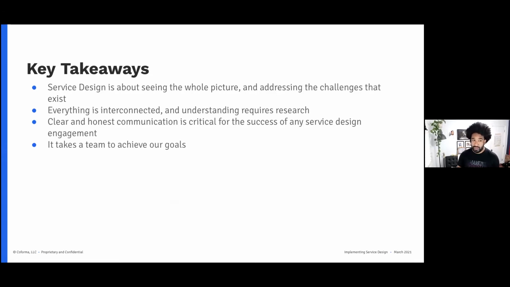In order to do that, you need to have clear and honest communication, because it is the breakdown of communication that often leads to systems and processes that do not speak to one another, and in which people end up getting hurt. And the way that you do that is through teamwork. It's by working with others in order to be able to achieve your goals.